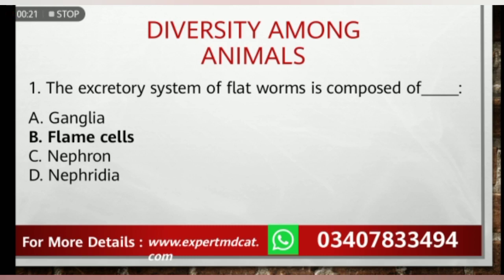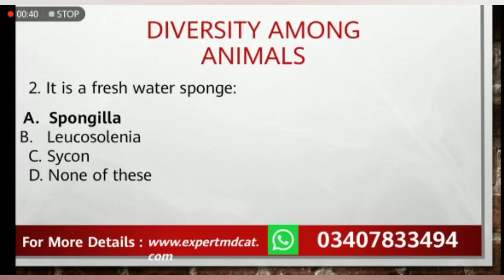Flame cells are actually branching tubes that end in bulb-like sacs. मतलब जो हमारे पास फ्लेम सेल्स होते हैं वो ब्रांचेस की तरह के होते हैं और उनके एंड पे बल्ब लाइक सेल्स प्रेजेंट होते हैं. तो फ्लेम सेल्स हमारे पास फ्लैटवर्म्स का एक्सक्रीटरी सिस्टम बनाते हैं.